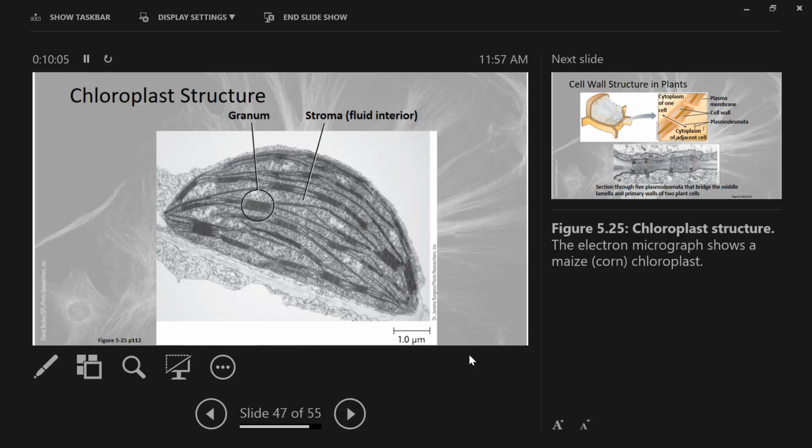Here's an electron micrograph of a chloroplast. You can see the granum, a single stack of thylakoid discs, and then plural would be grana throughout the chloroplast. Yeah. How is it an electron microscope picture if it's cut in half? Oh, well, that's fine. I mean, you just take a cross-section.